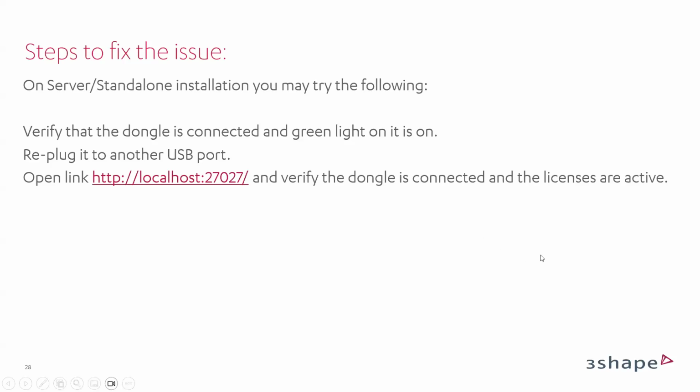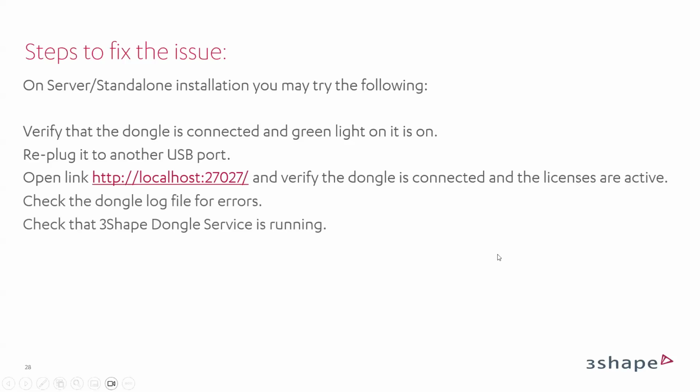If the dongle is connected, you will see the list of licenses that are available on the dongle. If not, it will show you the message that the dongle is not connected, or a connection pool message may appear on the screen. Check the dongle log file for errors and check that the dongle service is running in the services.